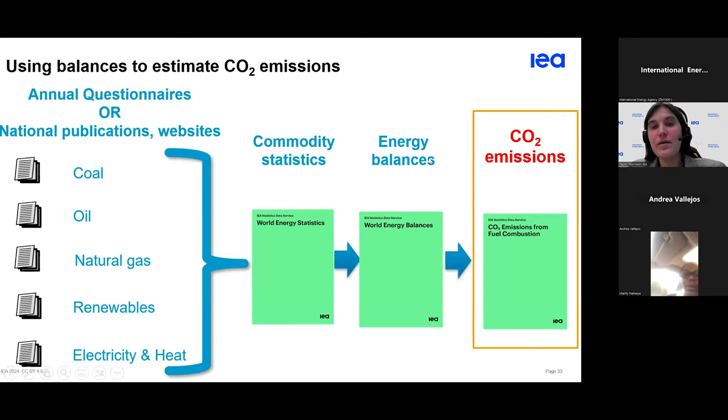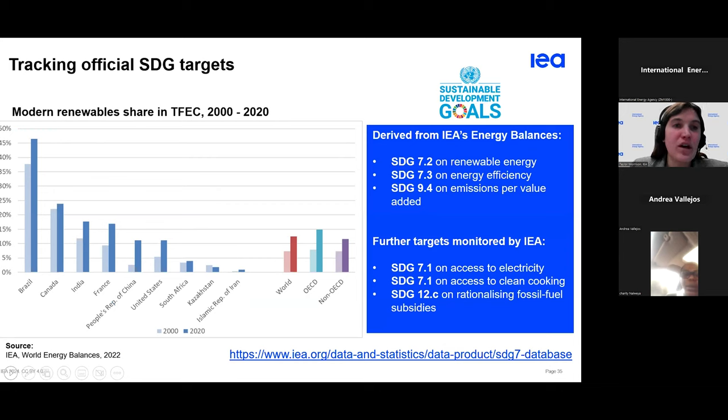Finally, another very important use of energy balances is to calculate CO2 emissions. Once the balance is created, the next step is calculating the amount of CO2 emitted, which is very important in tracking countries' progress towards climate goals. The energy balances are also used in tracking official sustainable development goals, such as SDG 7.2 on renewable energy and SDG 7.3 on energy efficiency. The IEA's energy balances are used to calculate and track these goals.